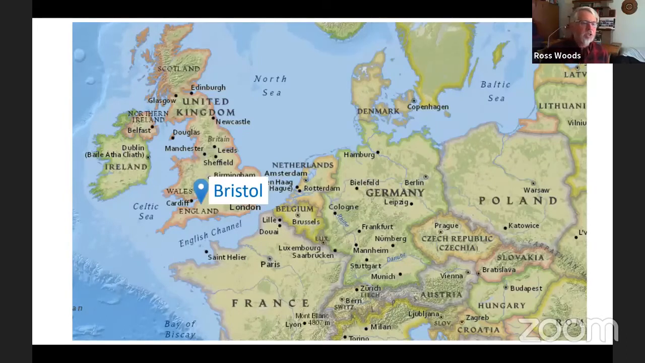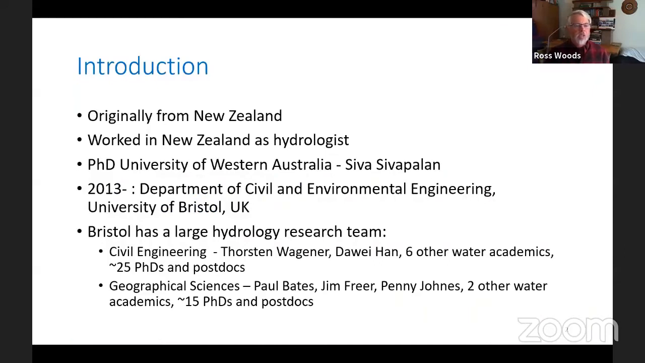Just in case you don't know where Bristol is, there's a map of Northwestern and Central Europe, and you can see Bristol marked on the map there, and a little bit about where I was before I was in Bristol and where I'm from. So I'm from New Zealand. I spent about 25 years working in New Zealand as a hydrologist. I did a PhD in Western Australia with Siva Sivapalan, and then moved to Bristol in 2013, where we have a large hydrology research team in both civil engineering and geographical sciences.